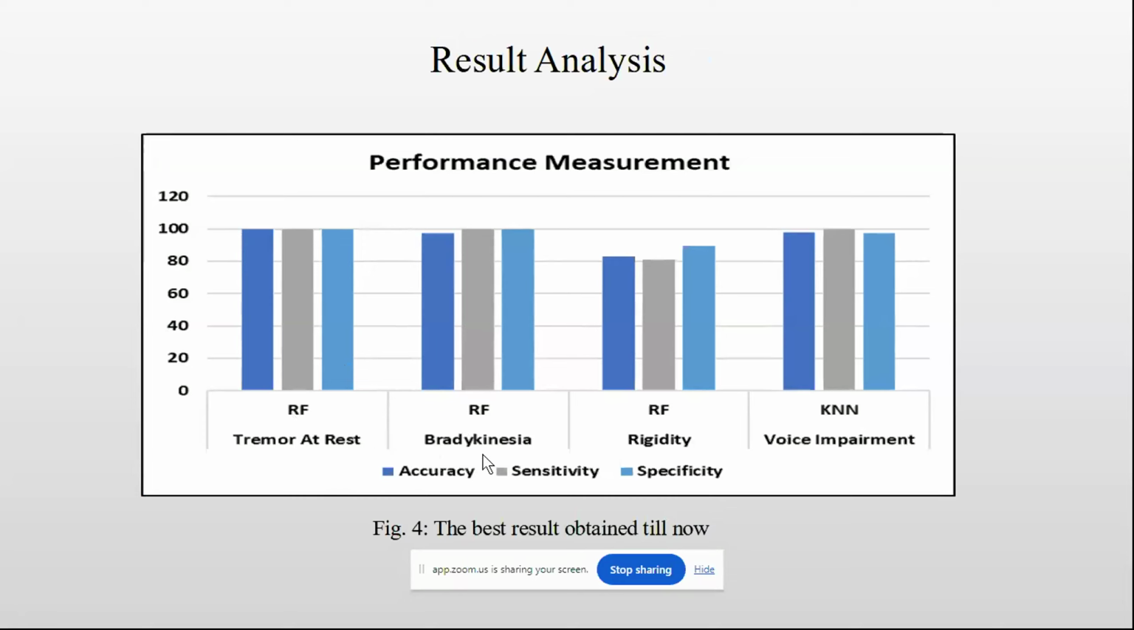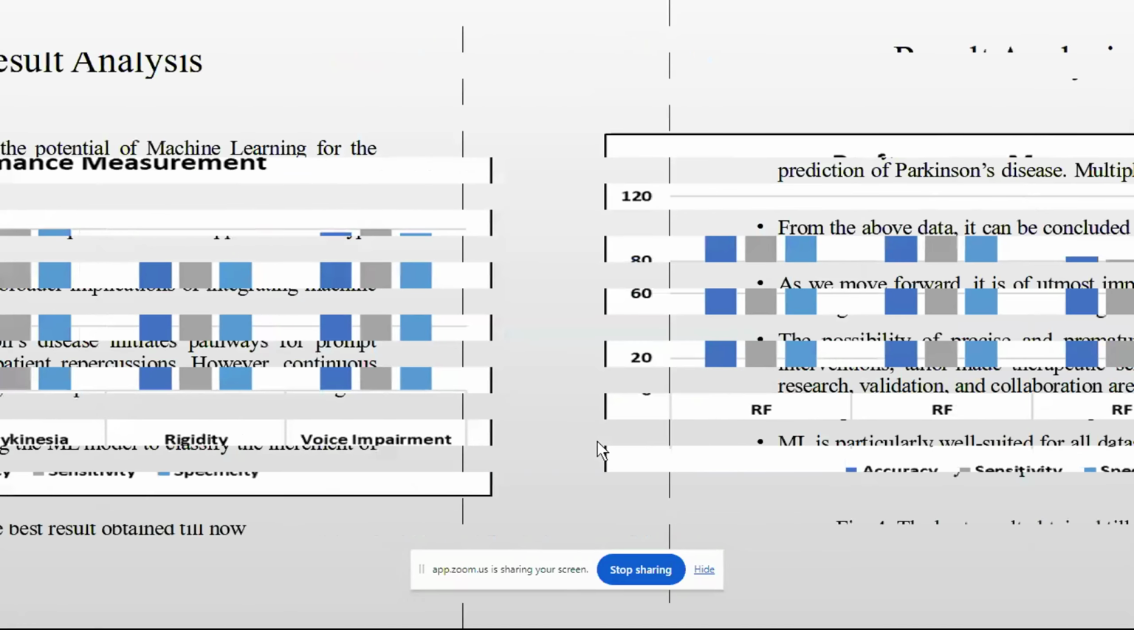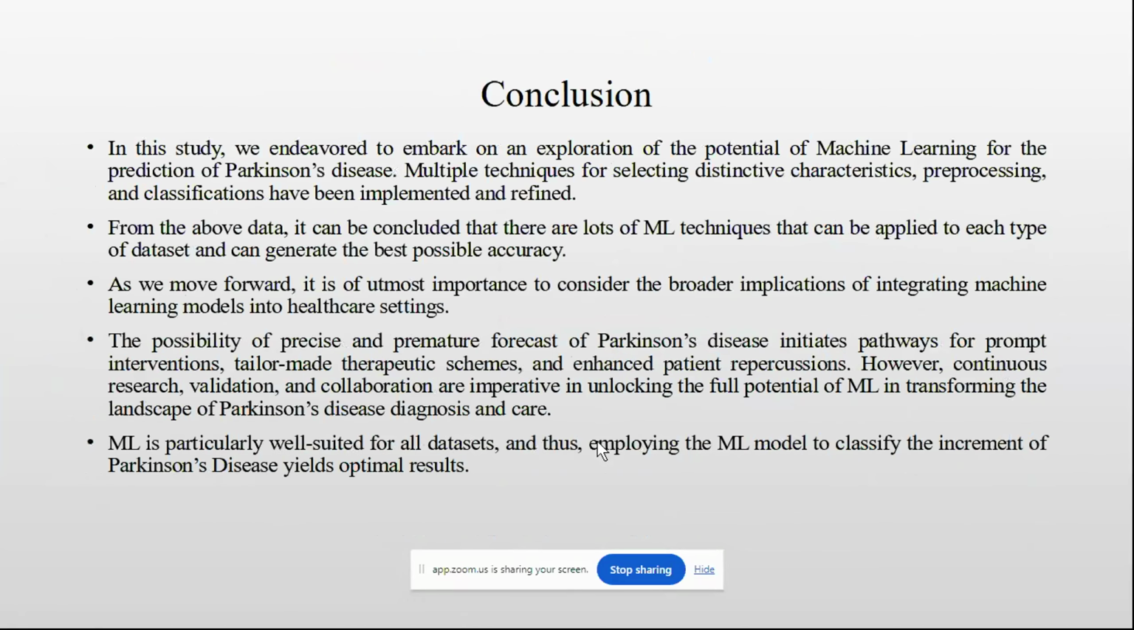And for bradykinesia, it was again the random forest. So random forest is the clear winner in the field of prediction and detection. And as a conclusion, it can be concluded there are lots of ML techniques that can be applied to each type of data set and can generate the best possible accuracy.